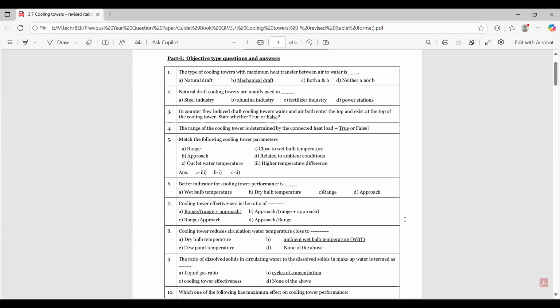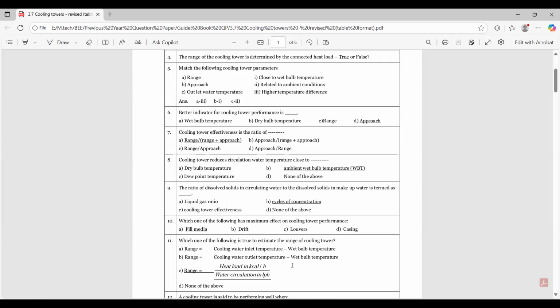The ratio of dissolved solids in circulating water to dissolved solids in makeup water is termed cycles of concentration. Which of the following has maximum effect on cooling tower performance? The fill media. If the fill media is not effective or it's choked, you will get a higher temperature on the basin side.